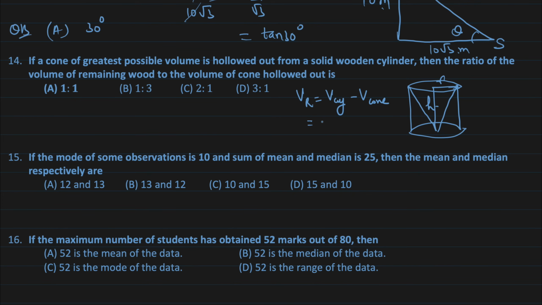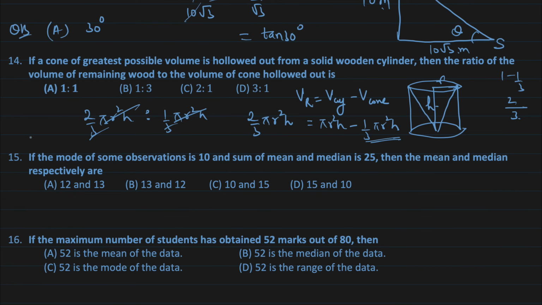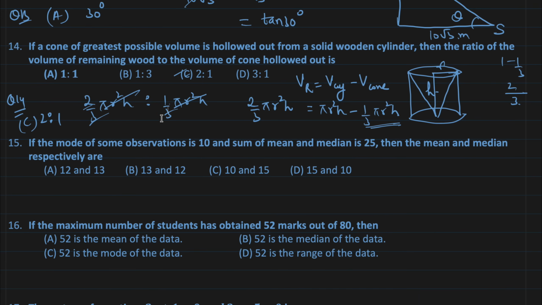So what's the volume of cylinder? Pi r square h minus 1 by 3 pi r square h. So what is 1 minus 1 by 3, students? 3 minus 1, 2 by 3, right? So it becomes 2 by 3 pi r square h. Fine. Now what will be the volume of the cone? It's this. So you have to find the remaining. So 2 by 3 pi r square h is to 1 by 3 pi r square h. We cancel this, we cancel 3. So the answer comes out to be option C, 2 is to 1, right? Because only 2 and 1 are left. Hope it's clear, yeah? Now the 15th one.